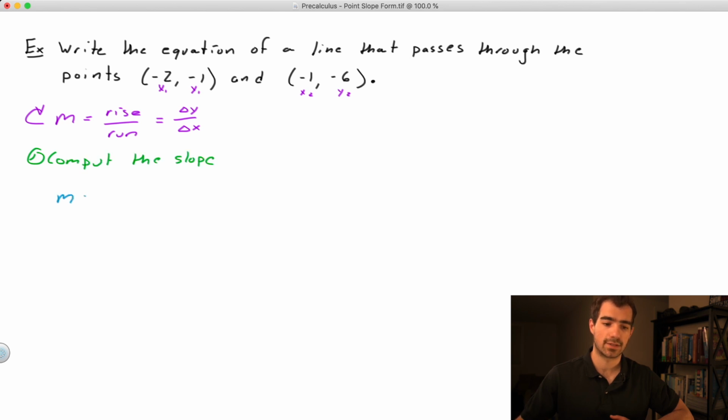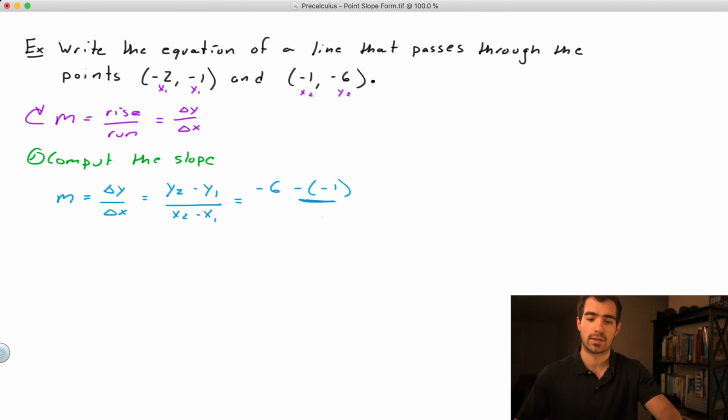We know that m is equal to the change in y over the change in x, or in other words, y2 minus y1 divided by x2 minus x1. And so we can plug in y2, or -6. We can plug in y1, or -1, right? And remembering our parentheses here, we're doing minus -1, divided by x2, which is -1, minus x1, which is -2. Again, remembering our parentheses here.